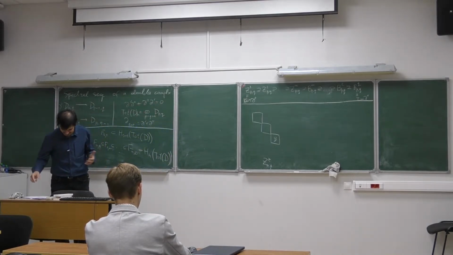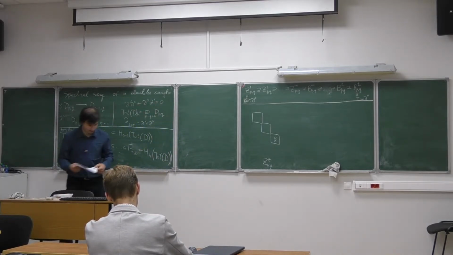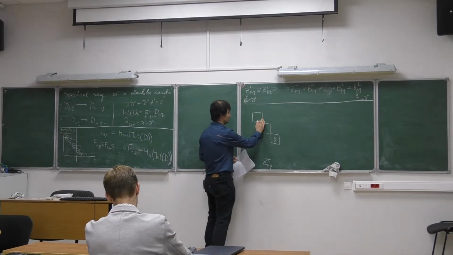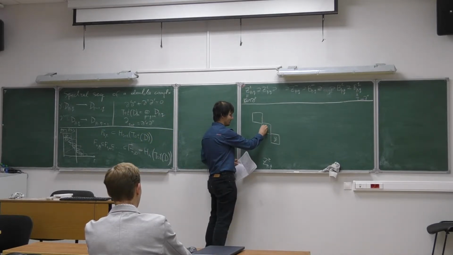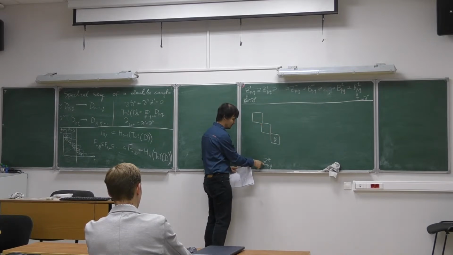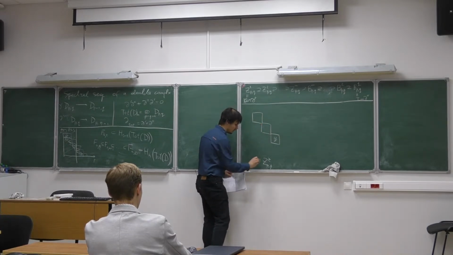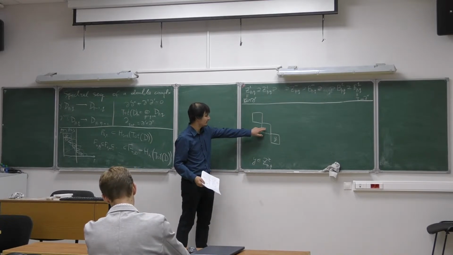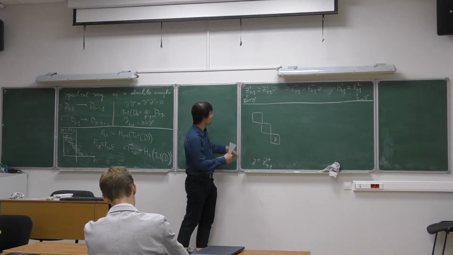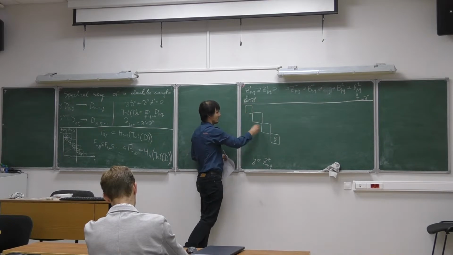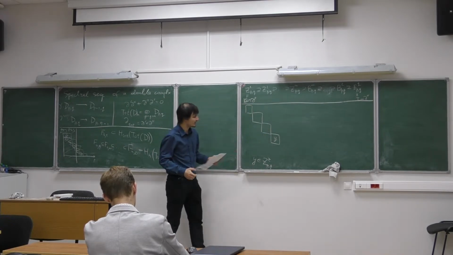I want these cells to be not very small. So we need to have the definition: y belongs to here if and only if there exists an element.